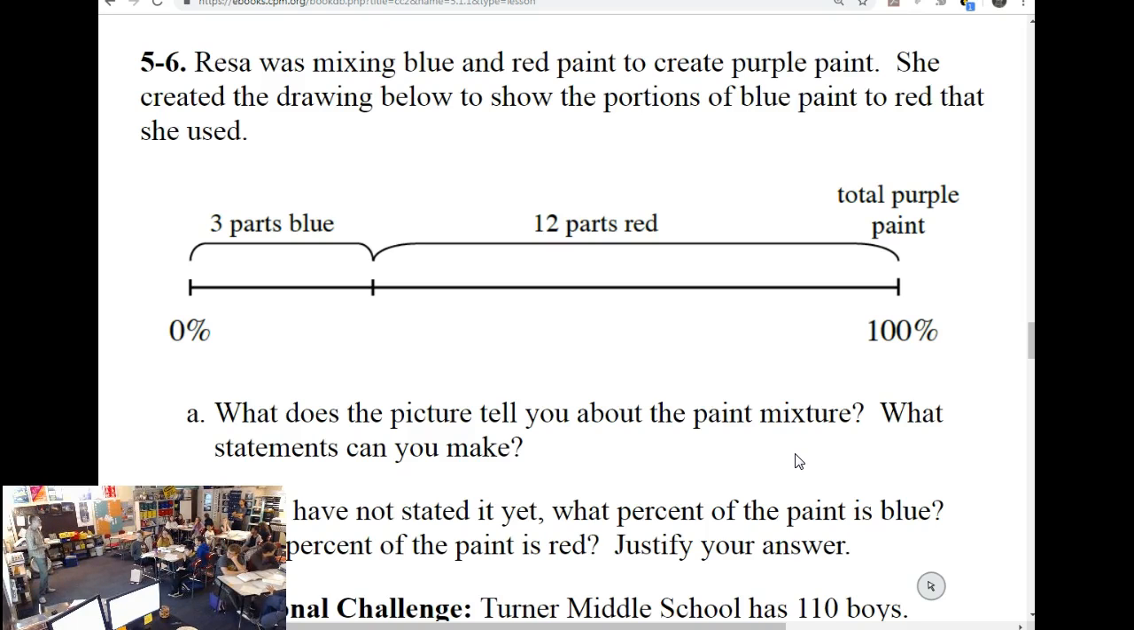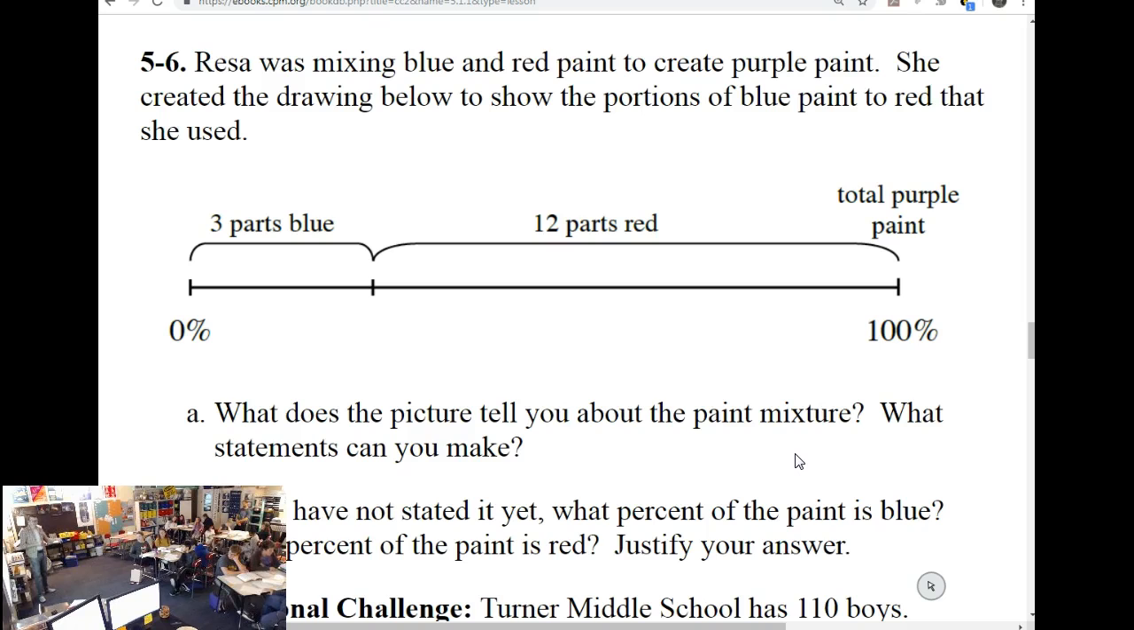So Reese is mixing up purple paint. Purple is made of red and blue. So for the shade of purple she wants, here is her percent bar. Do we know what percent is blue? We can figure it out.